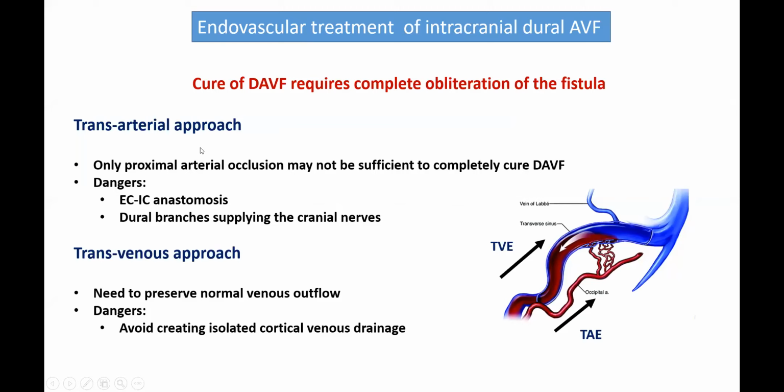There are two approaches, transarterial and transvenous. Both have their own pros and cons. But the transarterial approach has slightly more risk because, as I mentioned in the previous slide, of ECIC anastomosis and the dural branches supplying the cranial nerves. And in the transvenous approach, we need to avoid creating isolated cortical venous drainage after embolization.